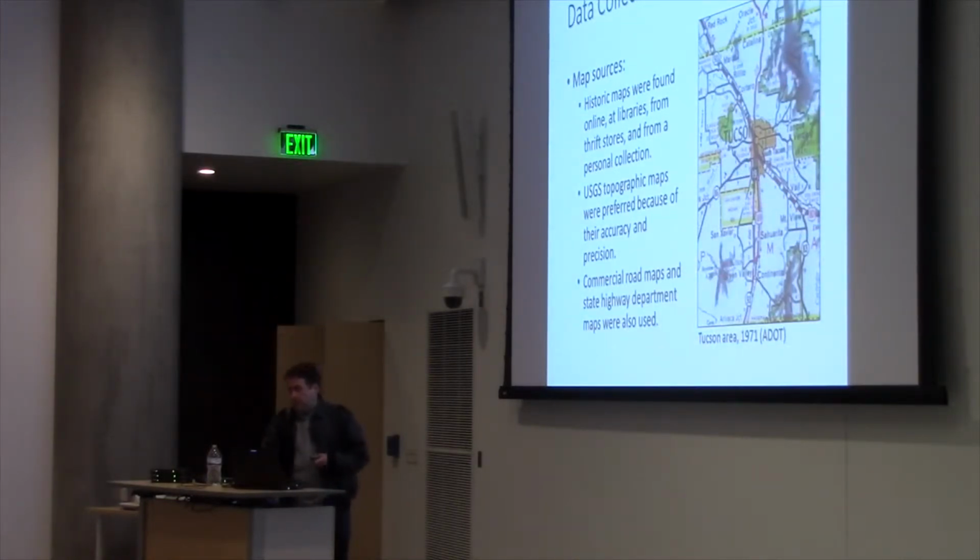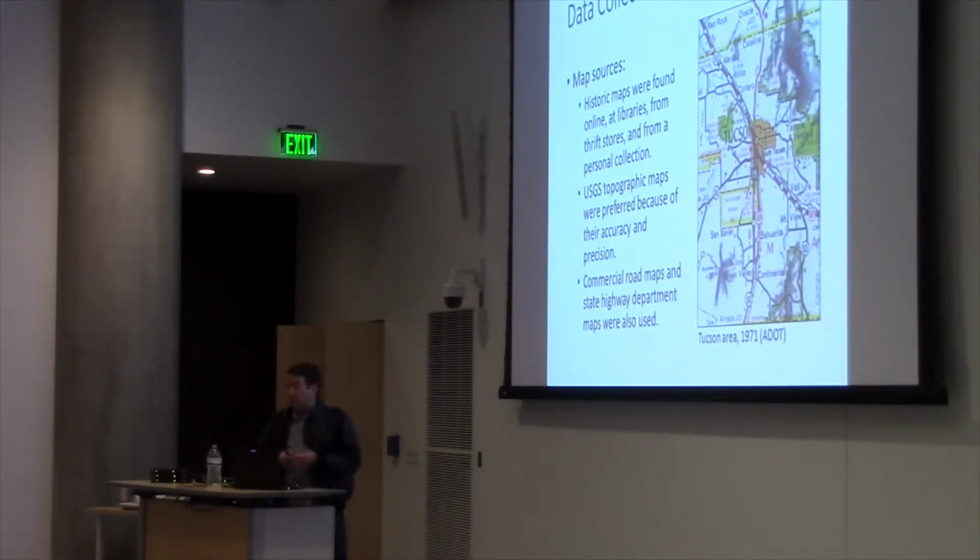So here's a little bit about where I found my maps. The USGS maps were preferred, like I said, but there were many places where there were gaps, and I also wanted to find other historic maps for greater amount of information because the USGS maps sometimes were not comprehensive, sometimes they had some outdated information.